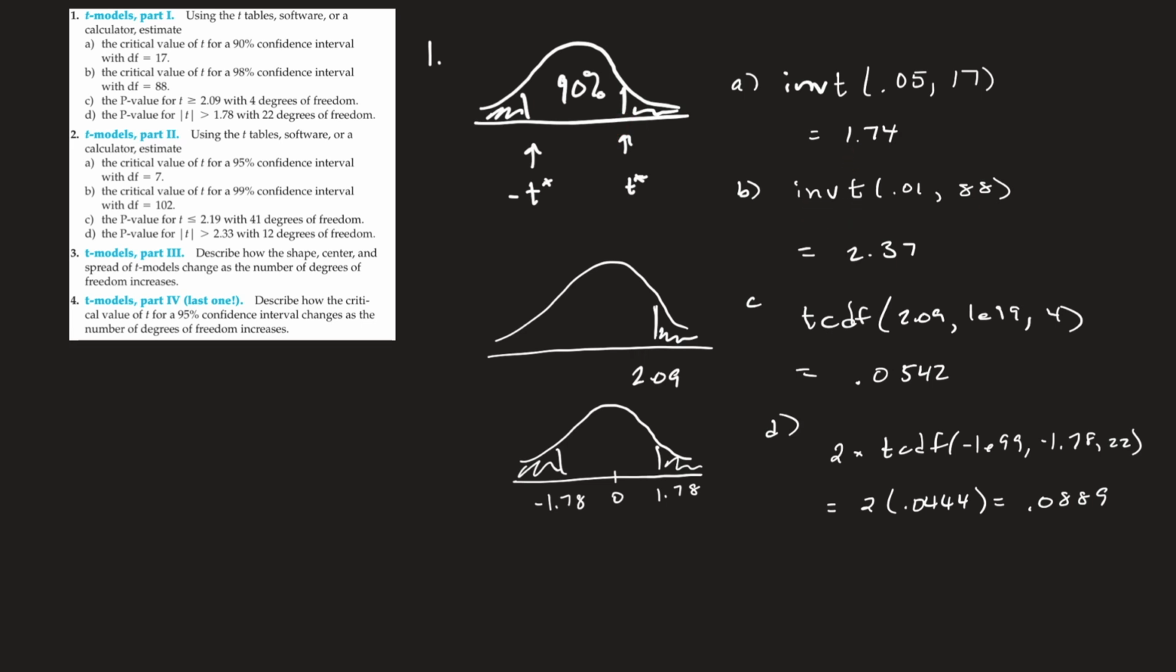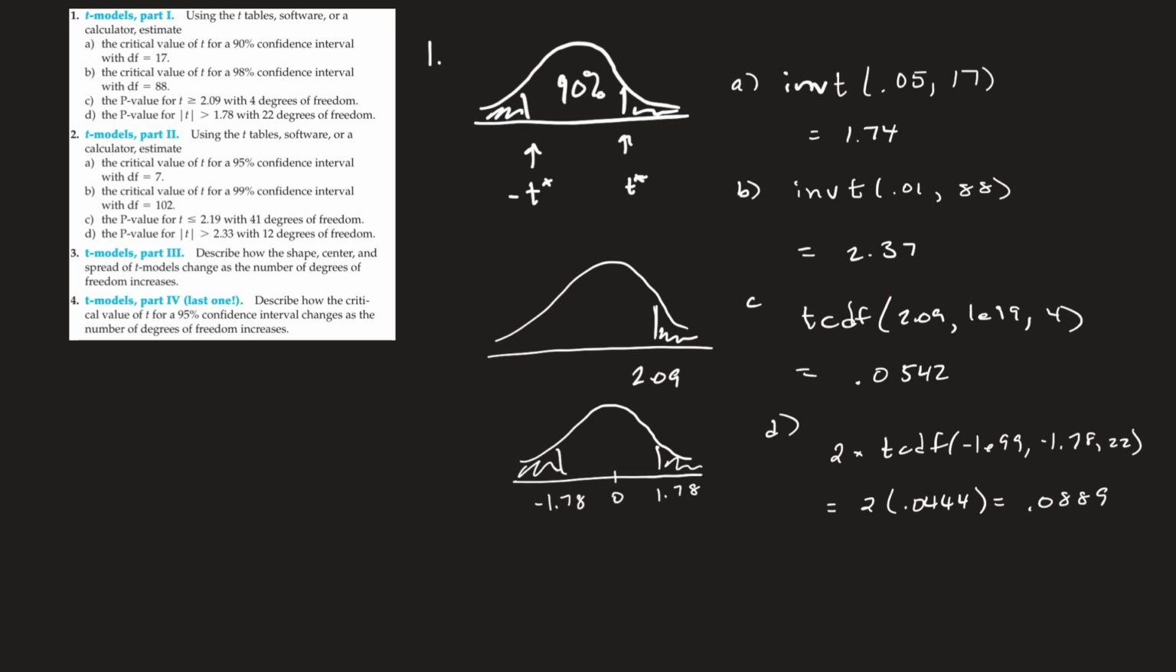For B, it's the same scenario, except this time you're using a 98% interval, right? In this case, that means it leaves 1% in each tail, which allows me to just use 0.01 and 88, which gives me 2.37.